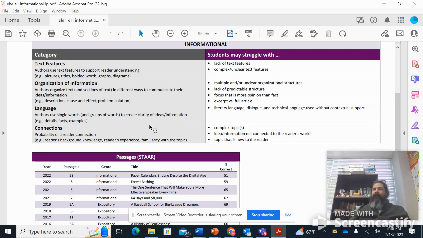So we'll all have the piece. Group one, you're just going to identify those text features. Group two, you're going to identify the text features and tell me what they mean. And group three, you're going to identify the text features, tell me what they mean, and tell me why the author picked those specific things. All right, so we'll start there, and then we'll go from there.